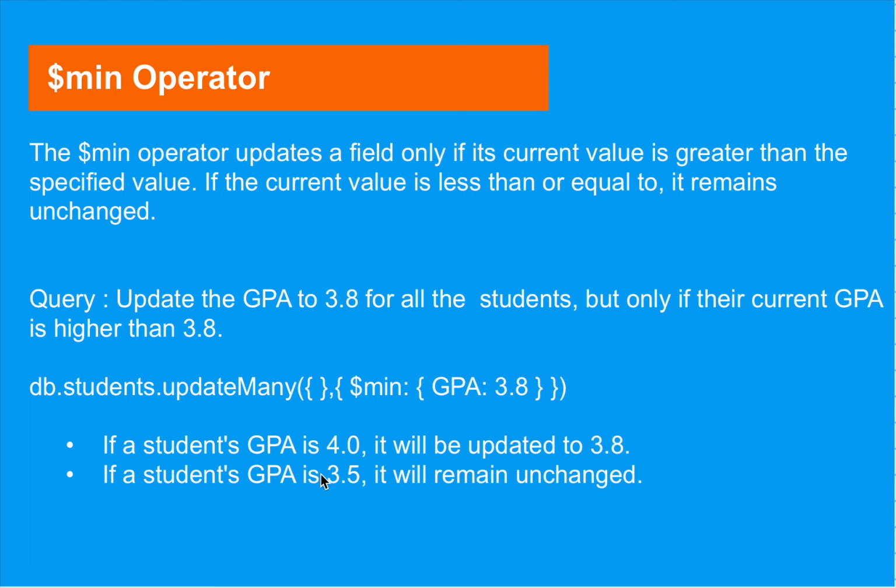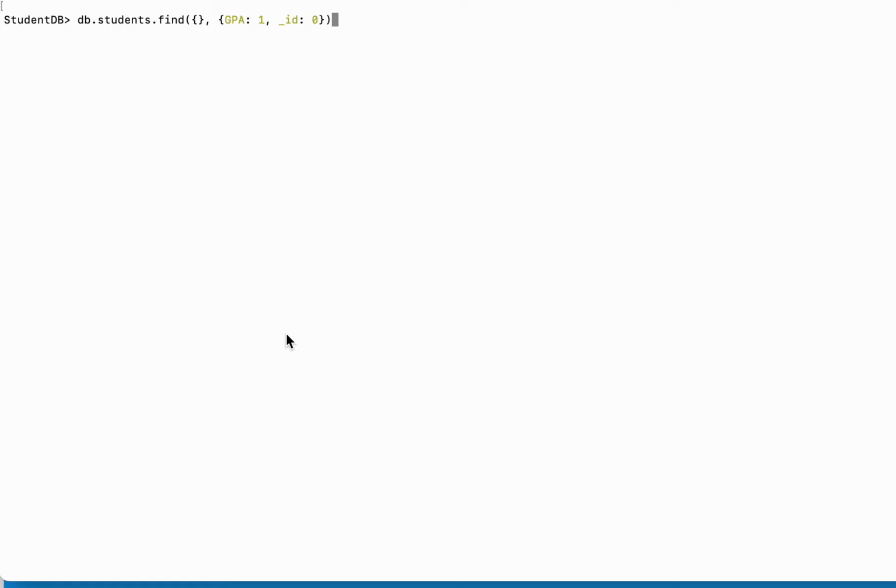If the student's GPA is 4.0, it will be updated to 3.8. If the student's GPA is 3.5, it will remain unchanged. Now let's run a query to get the current GPA of all the students.